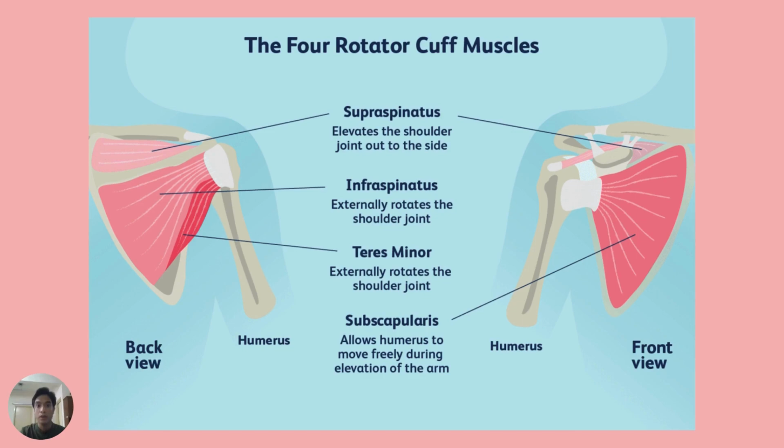So the first one is the supraspinatus muscle. It elevates the shoulder joint out to the side. The second one is the infraspinatus muscle. It externally rotates the shoulder joint. Next, the teres minor muscle externally rotates the shoulder joint, while the subscapularis allows the humerus to move freely during elevation of the arm.